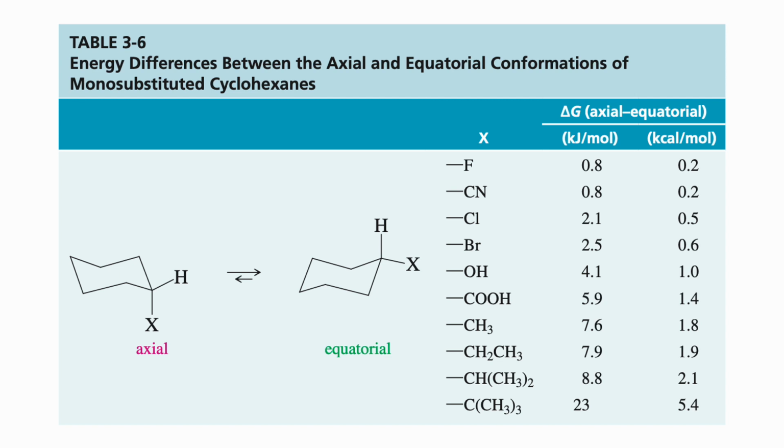the methyl group is equatorial, because it's more stable by 1.8 kcals per mole. It's very, very important that the tert-butyl group is equatorial, because when the tert-butyl group is equatorial, it's more stable by 5.4 kcals per mole, which is a huge number.